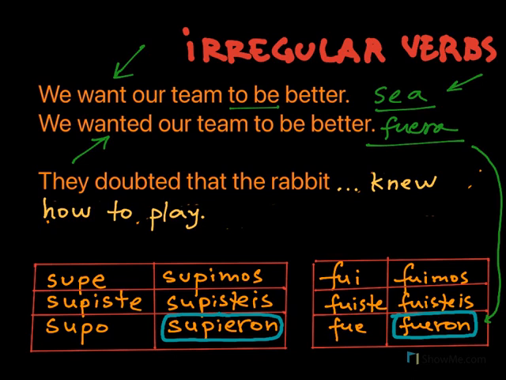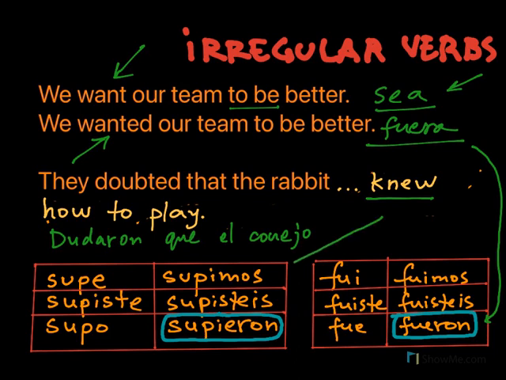So the next sentence is, they doubted that the rabbit knew how to play. So you will say dudaron, because that's what you say for they doubted. And then you see that your trigger is in the past. Dudaron que el conejo, and then you need the verb to know how. You go here, and you are trying to use the saber. But the problem is it's one of the verbs that change meaning in the preterite. So here, in this case, your system will not work. You cannot use it. Why? Because supo means to find out. Supieron means to find out.